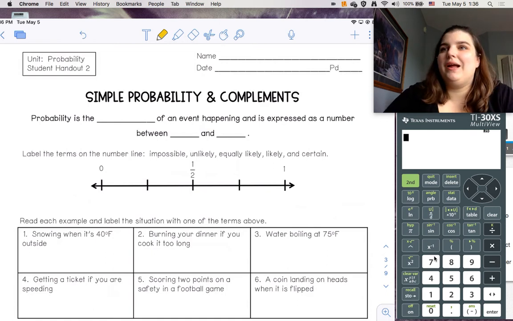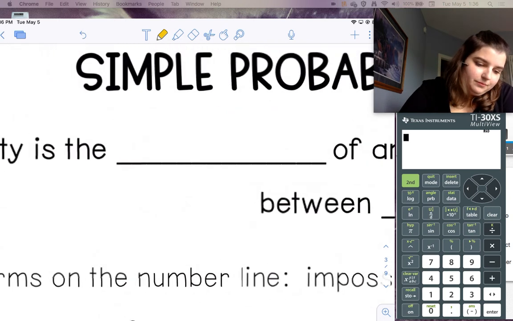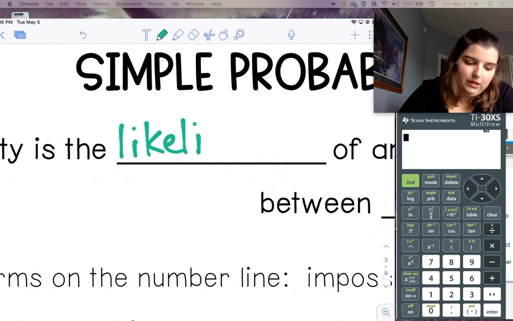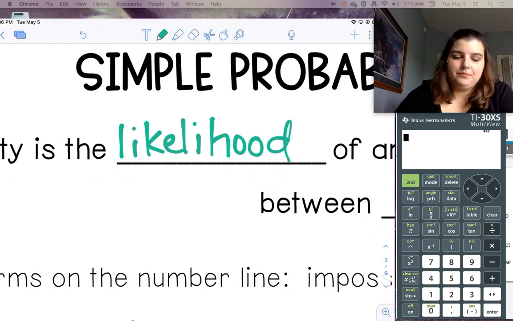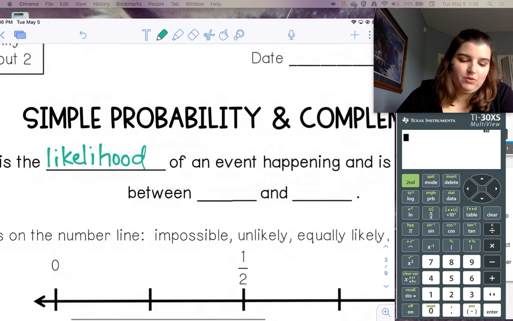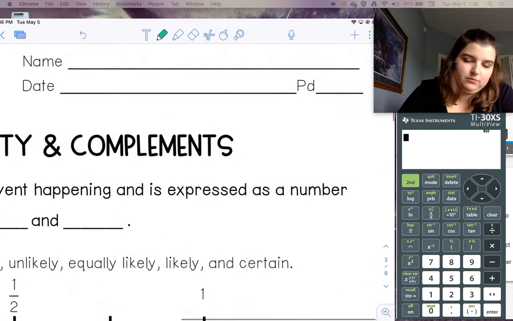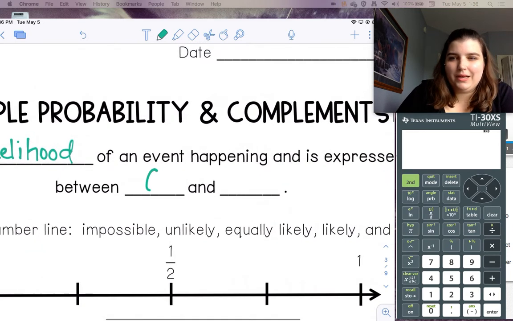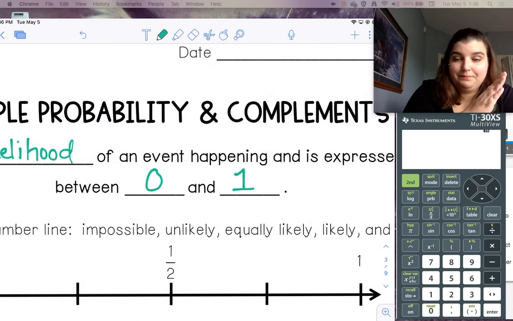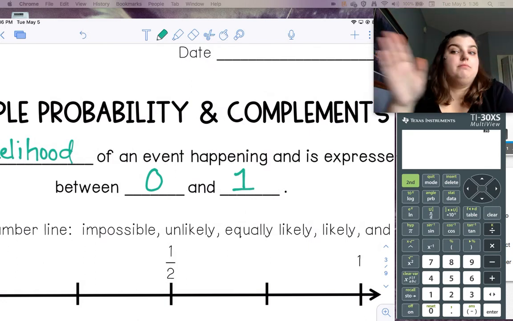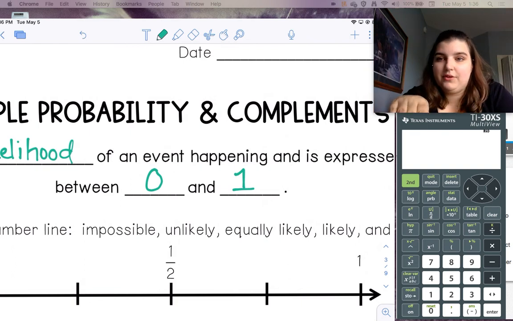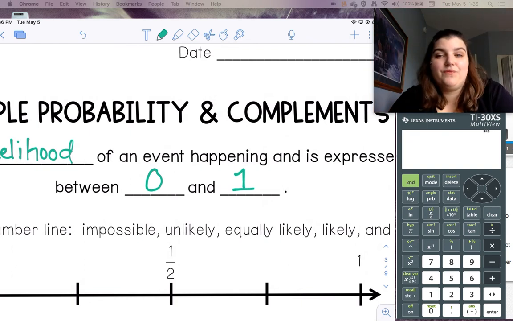All right, so probability is the likelihood of an event happening and is expressed as a number between 0 and 1. Think about 0 and 1 as being like 0% and 100%. Anything in between, you've got all those decimal values, and we know that 0.50 is the same thing as 50%. So you see how it's got to be between 0 and 1.